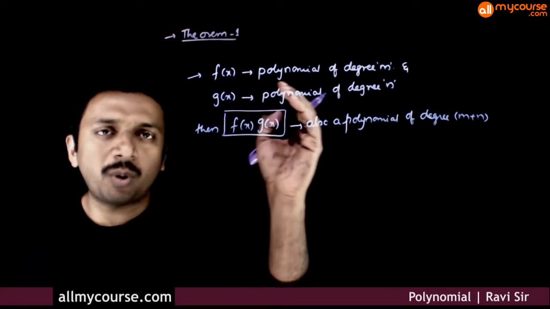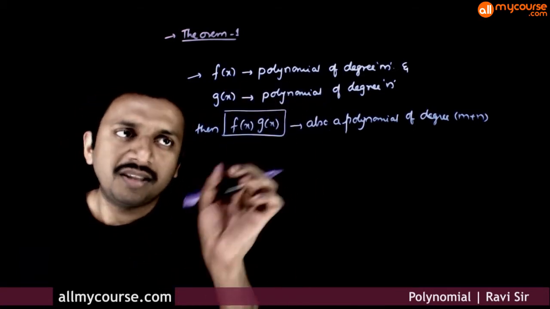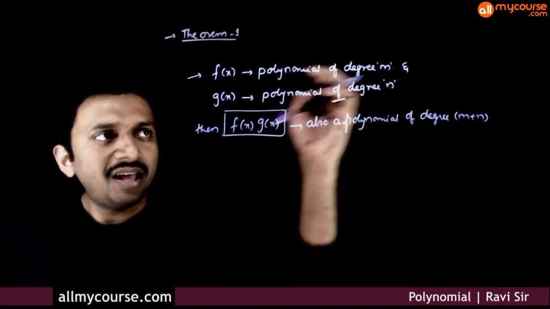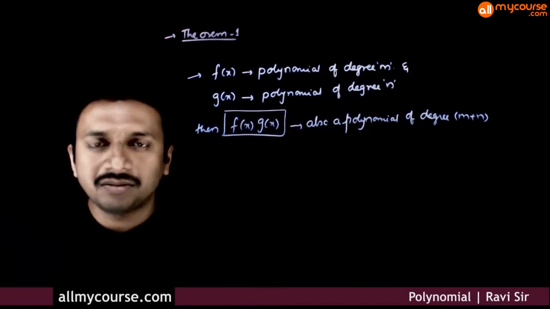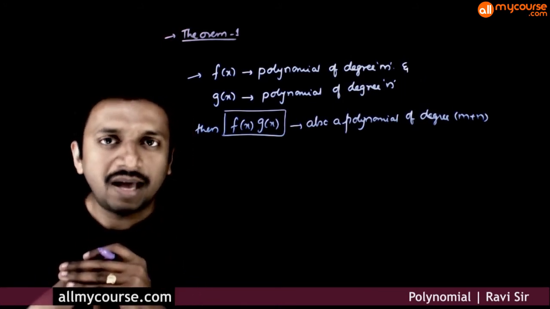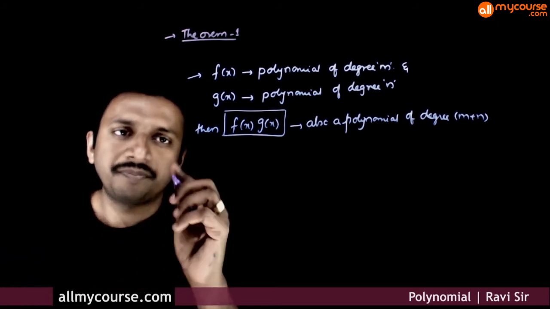If f of x is a polynomial of degree m and g of x is a polynomial of degree n, then f of x times g of x is a polynomial of degree m plus n. I'm not going to prove this. This looks like a very obvious theorem. I'll just give you an example of what we are dealing with.